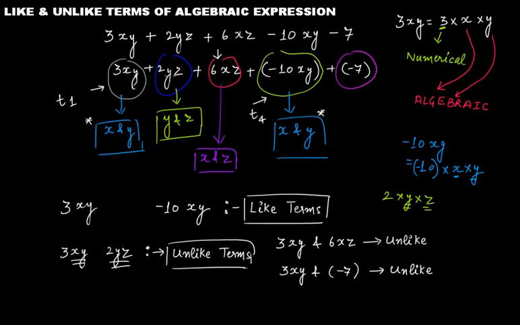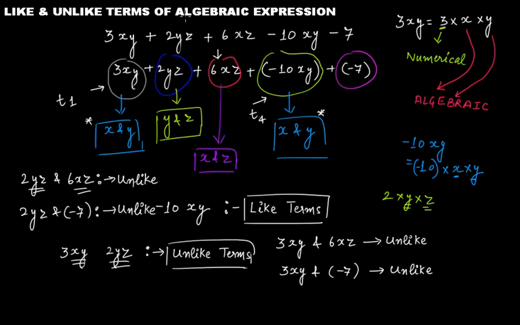Okay, in the same way you can compare 2yz and 6xz. Here we have yz, here we have xz, so they are also unlike terms. Compare 2yz and minus 7, these are also unlike terms. And what about 6xz and minus 7? In the same way, 6xz and minus 7 are unlike terms.